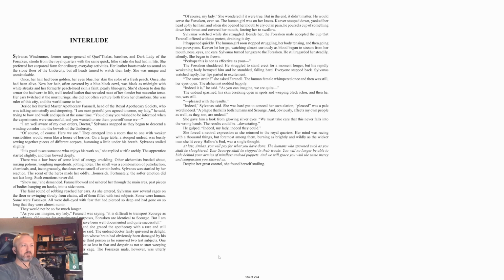"Indeed," Sylvanas said. She was hard put to conceal her own elation. Pleased was a pale word indeed. A plague that kills both humans and Scourge, and obviously affects my own people as well, as they too are undead. She gave him a look from glowing silver eyes. "We must take care that this never falls into the wrong hands. The results could be devastating." He gulped. "Indeed, my lady." "Indeed they could." She forced a neutral expression as she returned to the royal quarters.